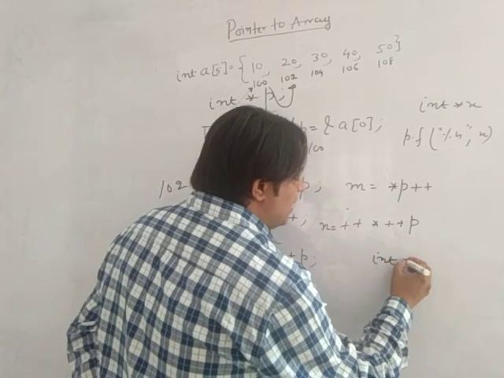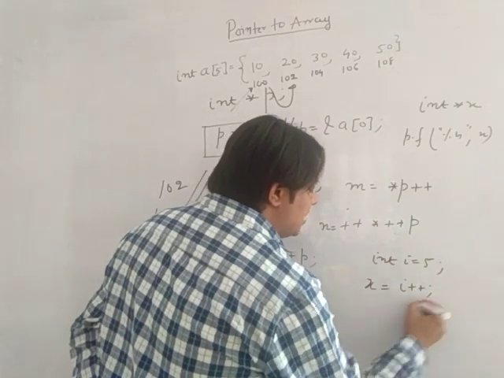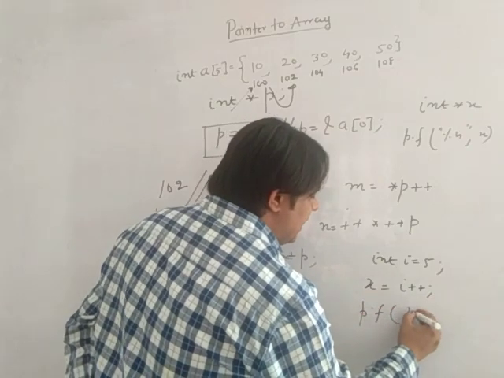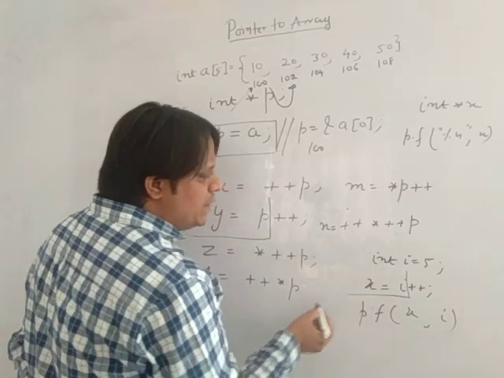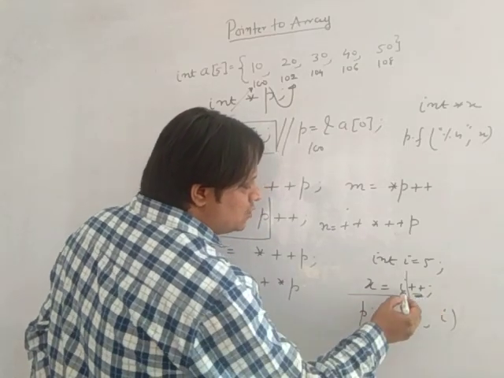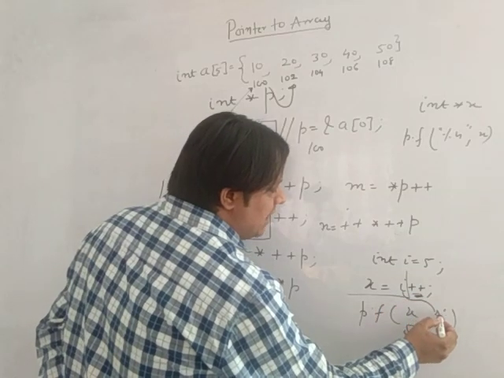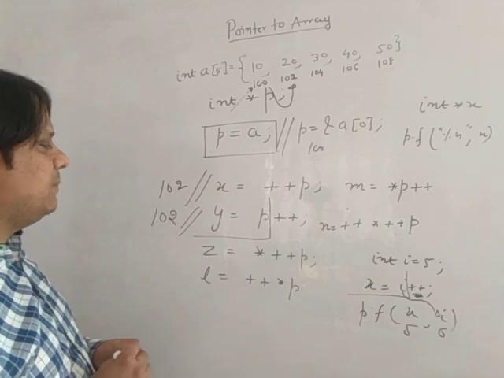If I write int i = 5, and x = i++, and if I print the value of x and i, since it is post increment, only this much is getting assigned to x. X is only 5. But since there is a post increment here, when the same variable i is encountered again in my program, there the value will increase to 6. Same concept we are going to apply here.